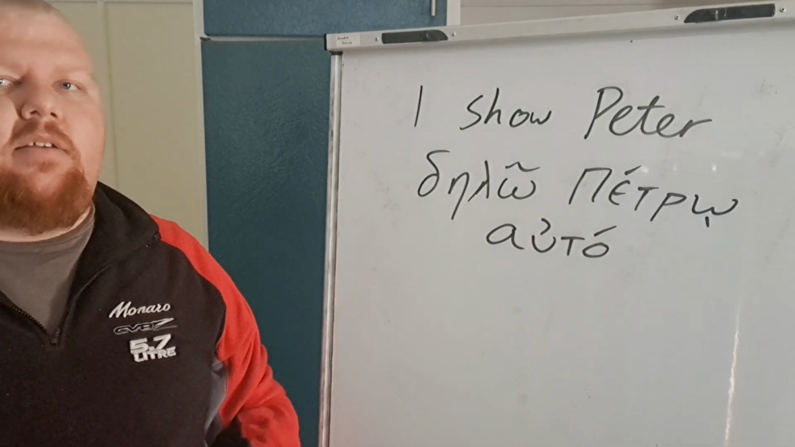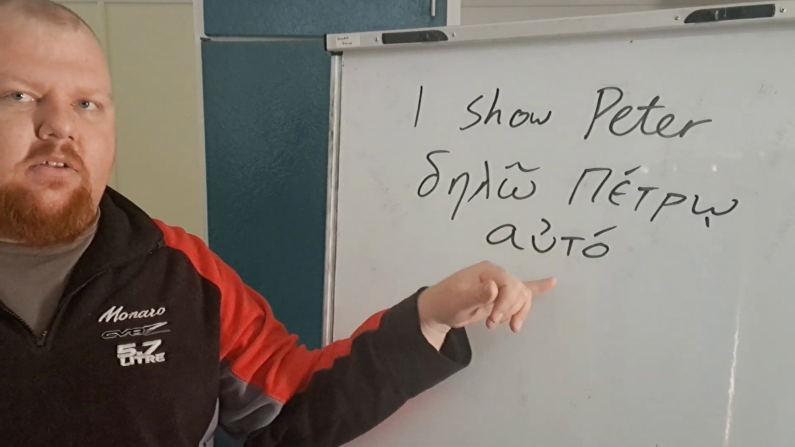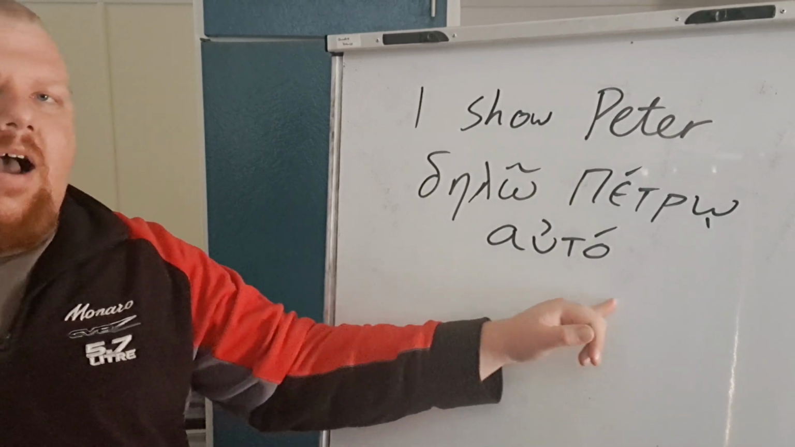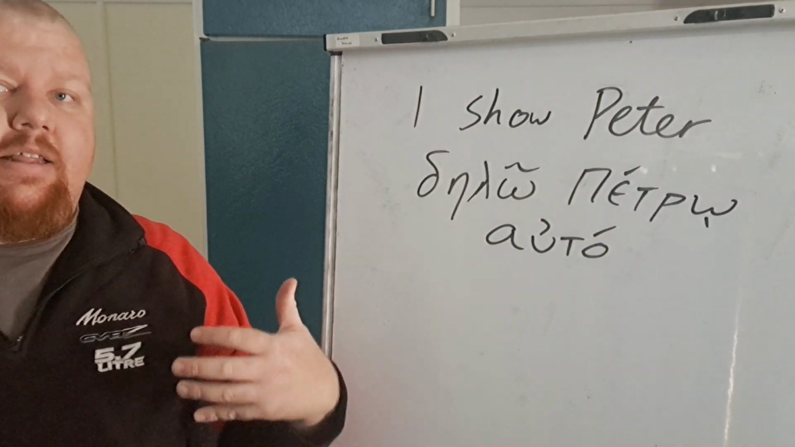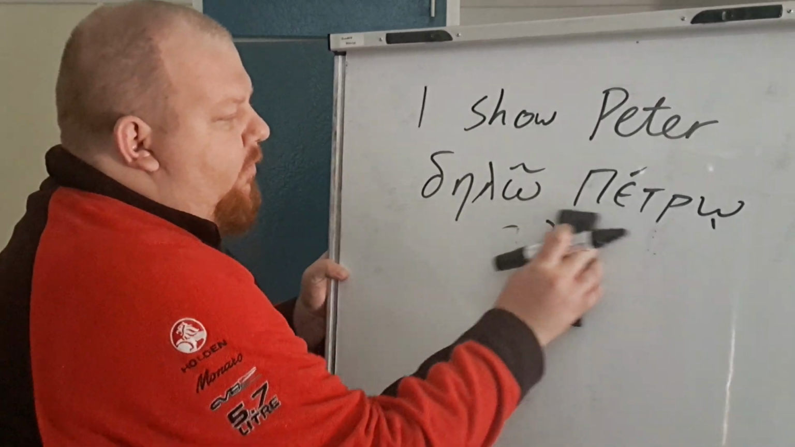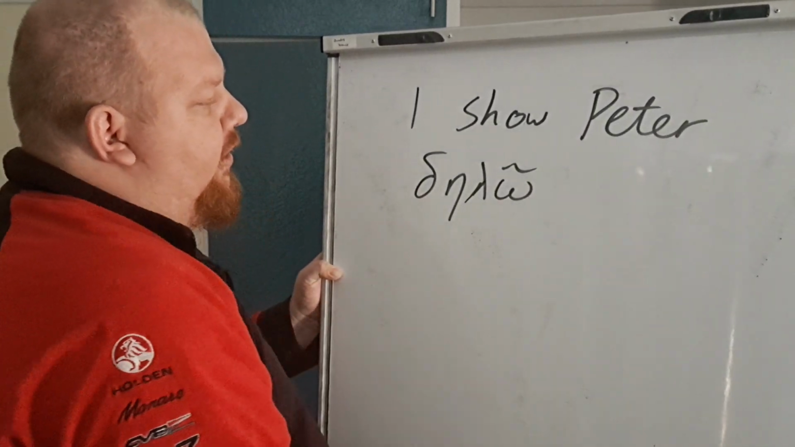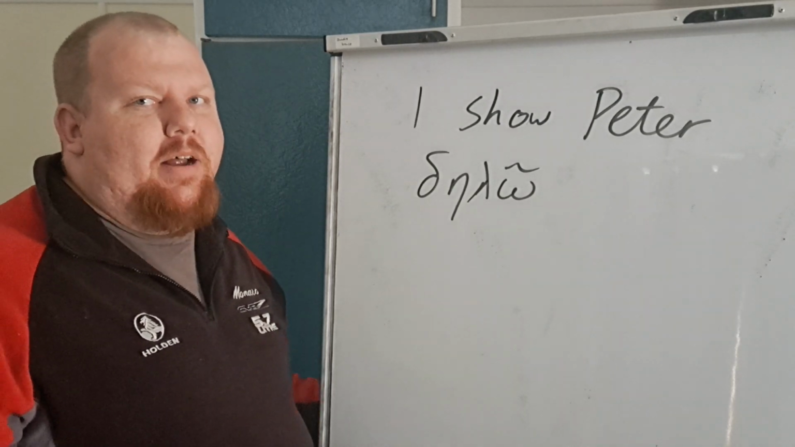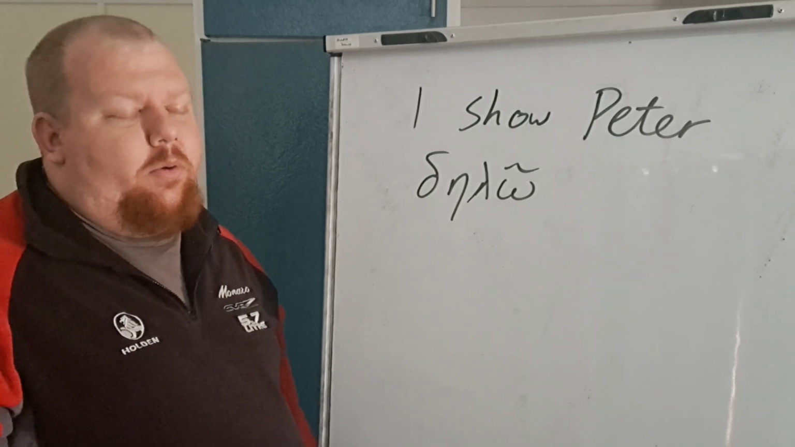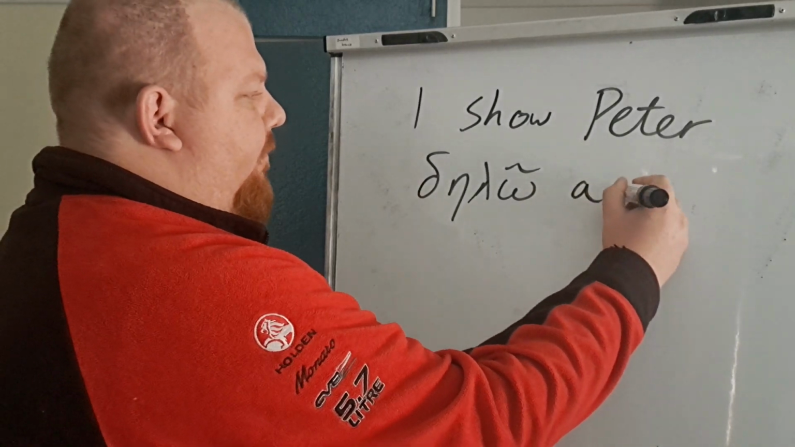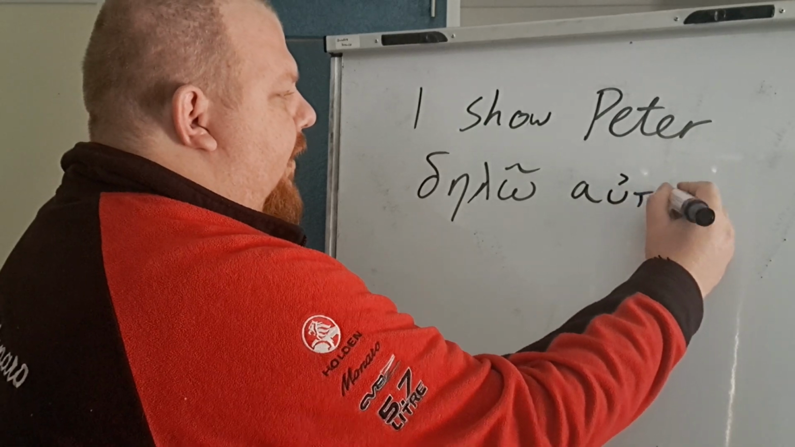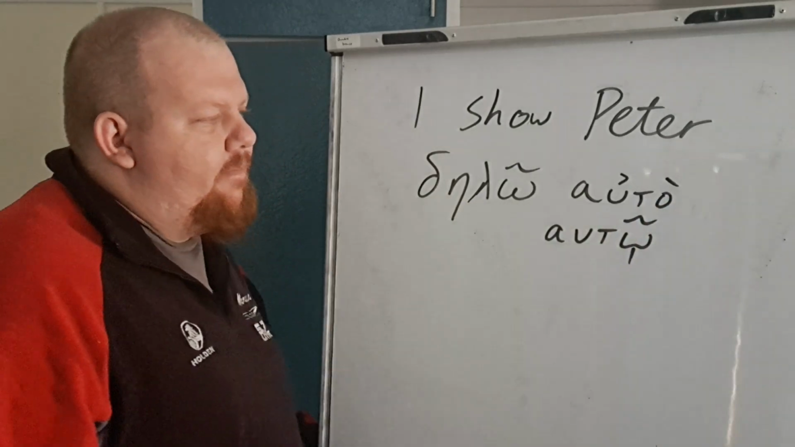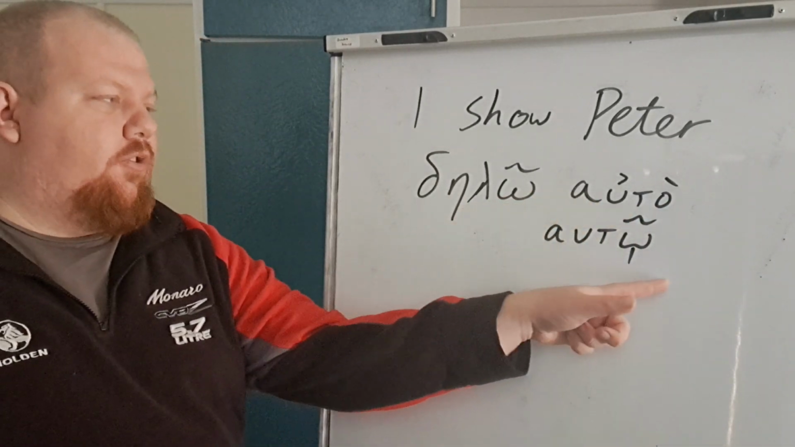Now, like I said, neuter nouns follow similar patterns to the masculine forms. Okay? So if αυτό was actually the indirect object, it would do the exact same thing. So if I wanted to say, I show it to it, it's really bad English, but this is the only neuter pronoun I'm showing you at the moment. But if I wanted to say that, I'd say αυτό αυτό. Okay? So, δηλώ αυτό.